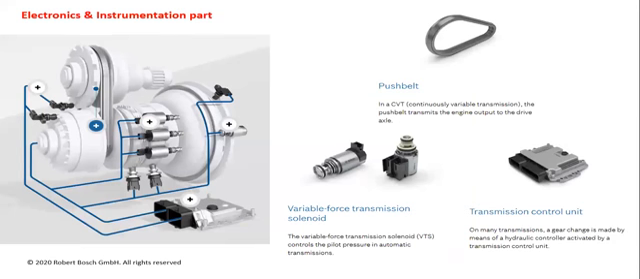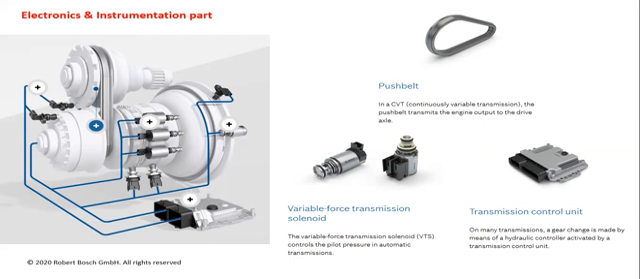And these are some of the electronics and instrumentation parts involved in the automatic transmission. Though there are an ample number of mechanical parts, it is also controlled by the electronics as well. So first comes the push belt, which can be seen mostly in the CVT. The push belt transmits the engine output to the drive axle.